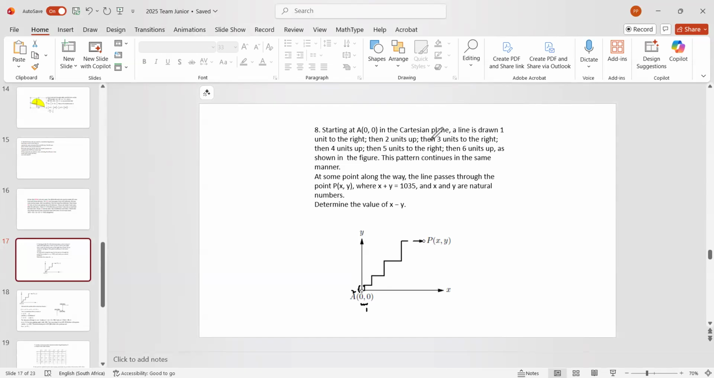All right. Then after that, what does it do? It goes 3 units to the right. And then 4 units upwards. And then 5 units to the right. And 6 units upwards.